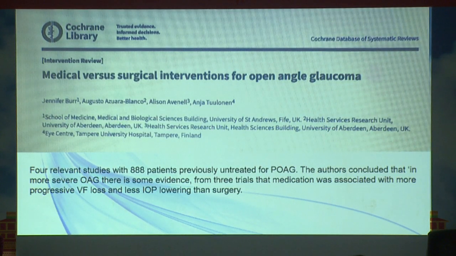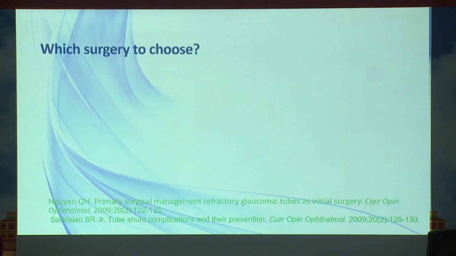This was a Cochrane review which found 4 relevant studies comparing medical and surgical therapy, and they found that the medication was associated with more progressive visual field loss and less IOP lowering than surgery. Therefore, we can have a lower threshold for these patients regarding surgery.